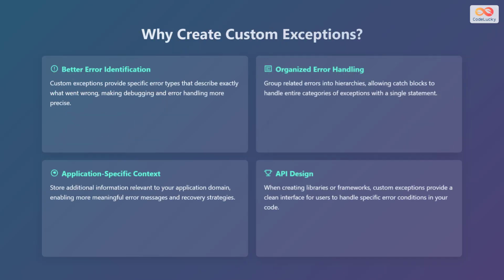Now let's discuss why you might want to create custom exceptions. Custom exceptions provide specific error types that describe exactly what went wrong. This makes debugging and error handling more precise. You can group related errors into hierarchies, allowing catch blocks to handle entire categories of exceptions with a single statement. It helps to store additional information relevant to your application domain, enabling more meaningful error messages and recovery strategies.